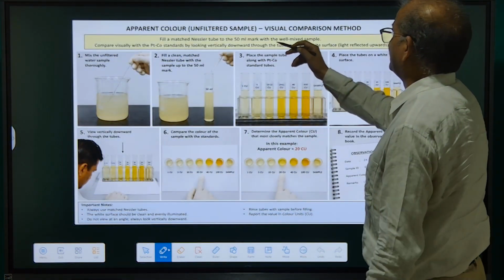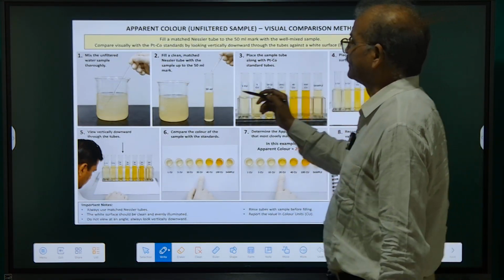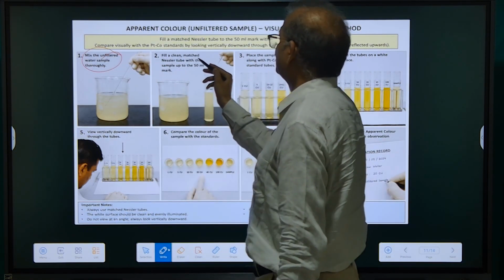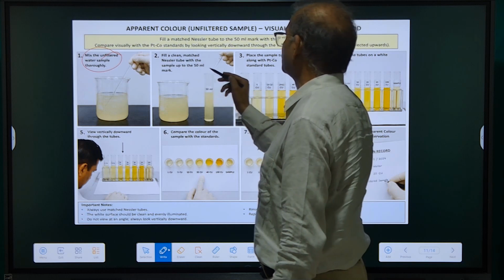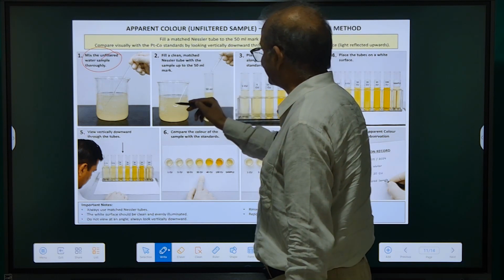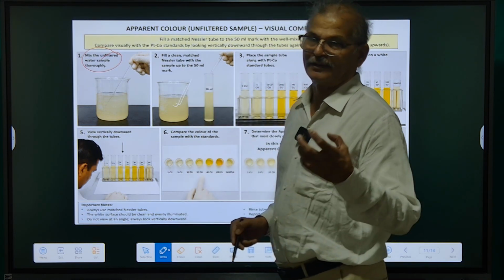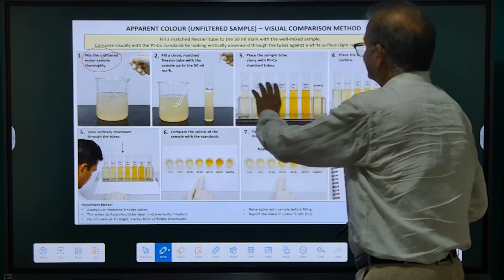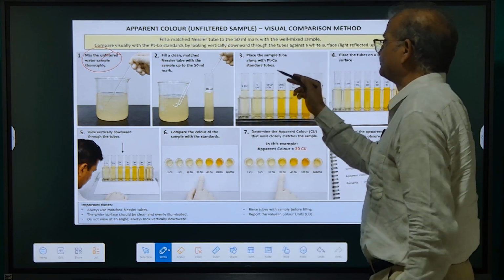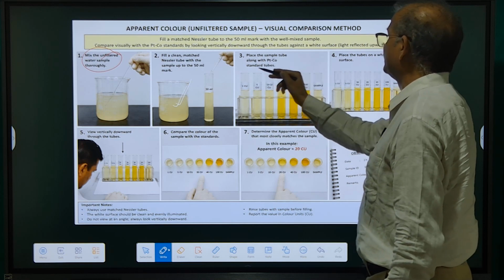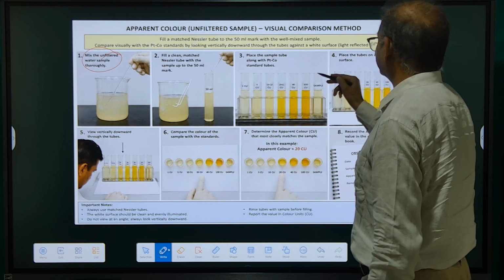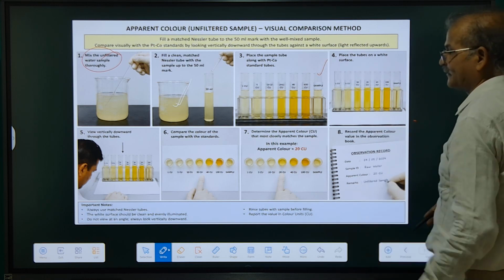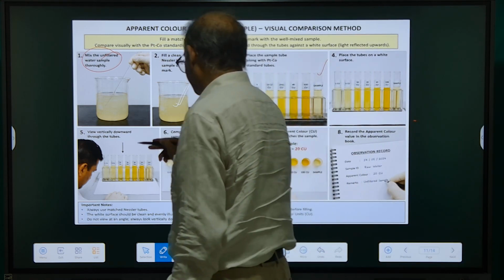So apparent color is unfiltered visual comparison. Mix the unfiltered water thoroughly. Fill a clean moist Nessler tube with the sample up to 50 ml. This is the raw sample we collected from the river, lake, stream, groundwater, and we fill this 50 ml. Now this sample is ready. Place the sample tube along with the platinum-cobalt standard tubes. Place the tubes on a white surface. The surface should be white. Then we examine with which it is matching.